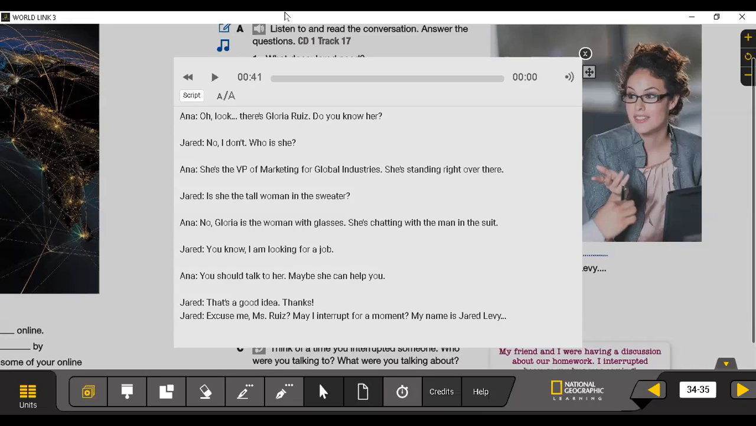Where are the volunteers? Me? Okay, Andrés Pájaro, and ¿quién más? Yo, profe. And Alejandro, muy bien. Start.